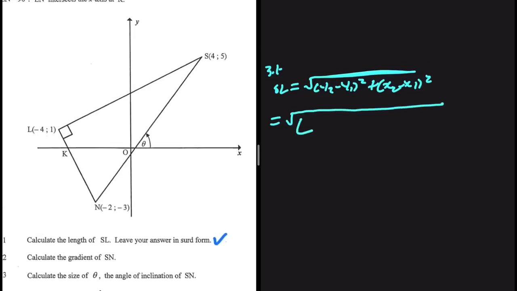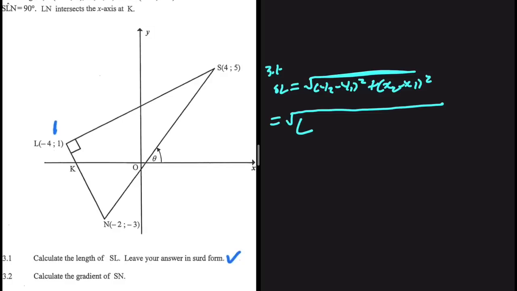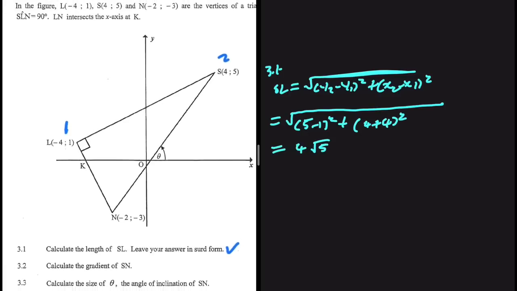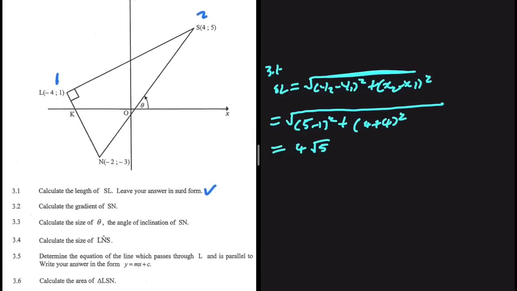So we have SL. Let's take L as our first point and S as our second point. So y2 will be the y value of S, which happens to be 5, minus the y value of L, which is 1. So we have 5 minus 1 squared plus the x value of S, that is 4, minus the x value of L, which is minus 4. So 4 minus minus 4 is plus, so we have plus 4 squared, okay? The answer here is 4 square root of 5, okay? We shouldn't be getting that wrong.